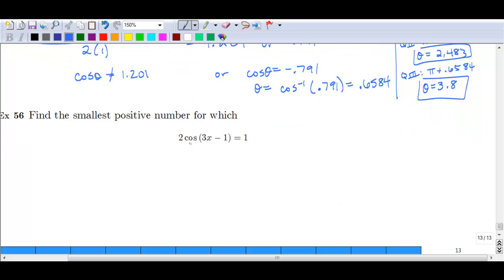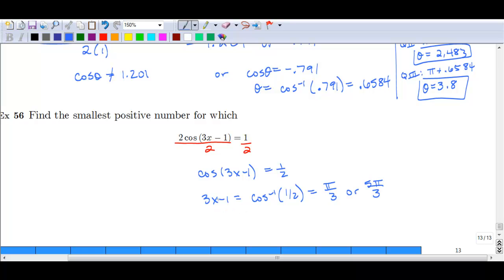We've got 2 cosine of 3x minus 1 is equal to 1. So first things first, just like in algebra, we are going to divide both sides by 2. And then we're going to end up with cosine of 3x minus 1 equals 1/2. At this point we need to get rid of cosine, so you can either do cosine inverse or look at the unit circle. So 3x minus 1 would be cosine inverse of 1/2. Cosine ends up being 1/2 at pi over 3 or 5 pi over 3.